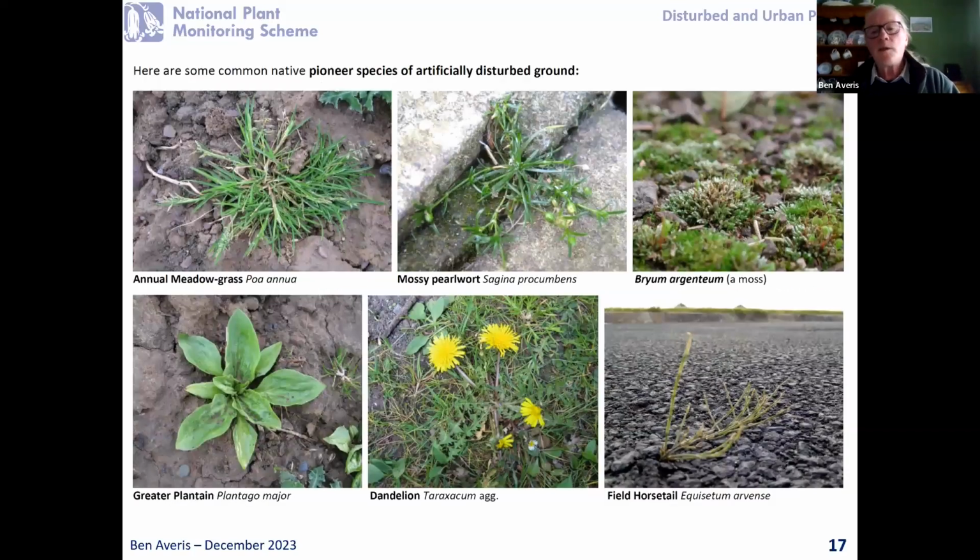Here are some species that are kind of like pioneer plants among the many little pioneer plants that we find in otherwise fairly bare bits of ground, common plants for the most part. I put a moss there as well, included because little mosses will colonize these places. That one at the bottom right, the field horsetail, growing in tarmac. That was a funny one.